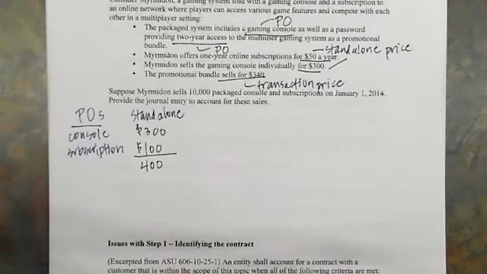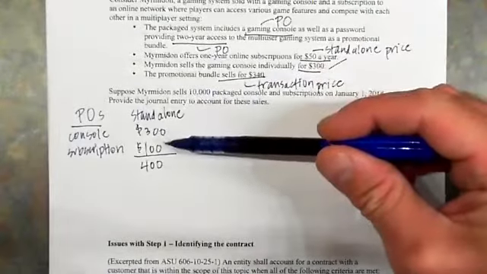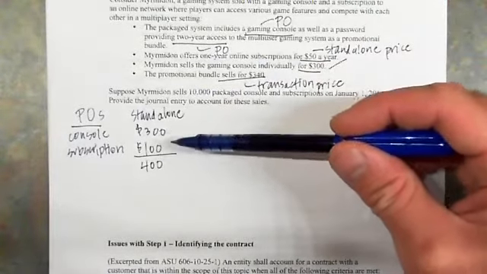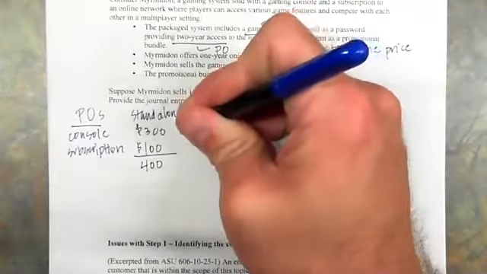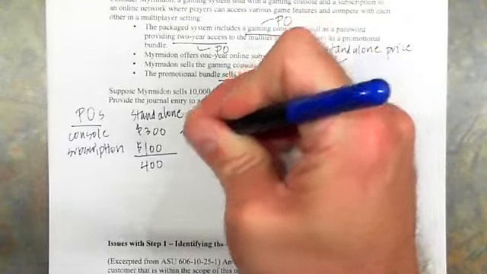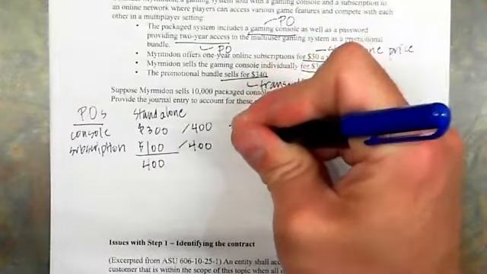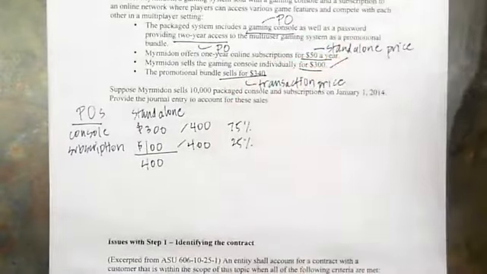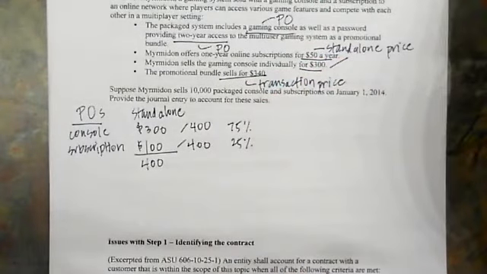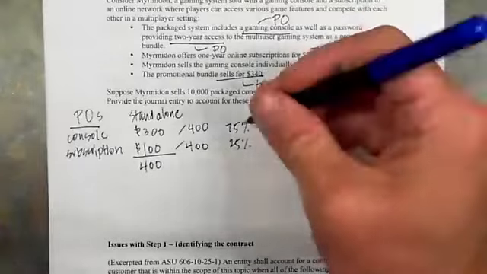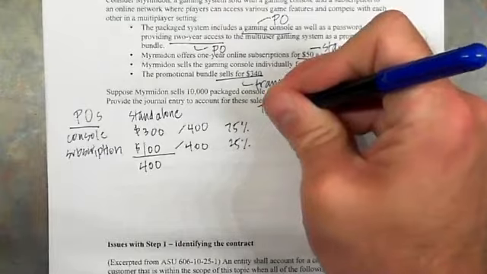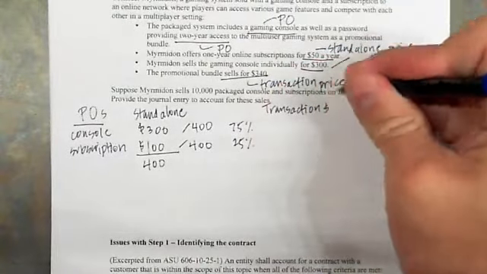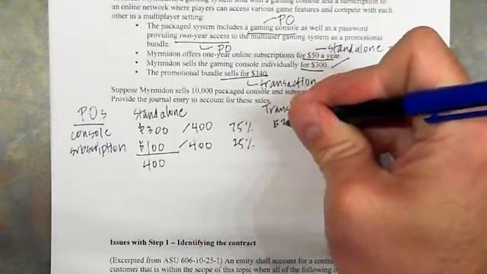Now, we want to figure out, okay, if we sold each of these alone, we would sell them for $400. Well, what percent would each item make up of that $400? So we divide each by the total that we just calculated to determine the percent of the total value we are buying with those two performance obligations separately. But remember, we have a special price. We're not going to pay $400 because we are buying it in a promotional bundle. That promotional bundle is selling for $340.